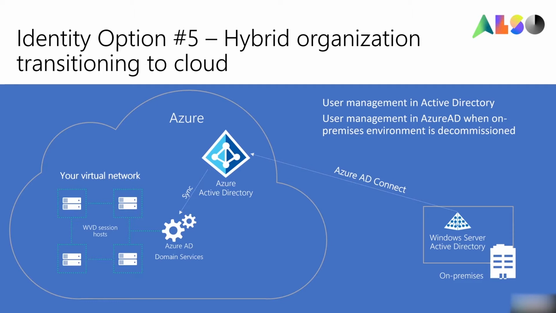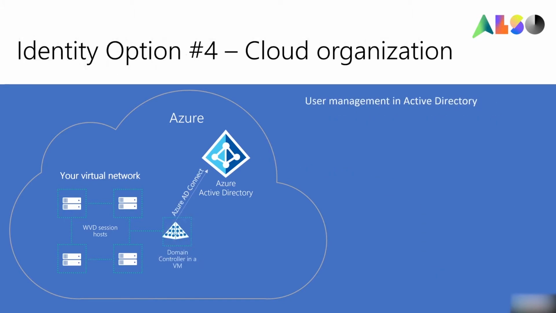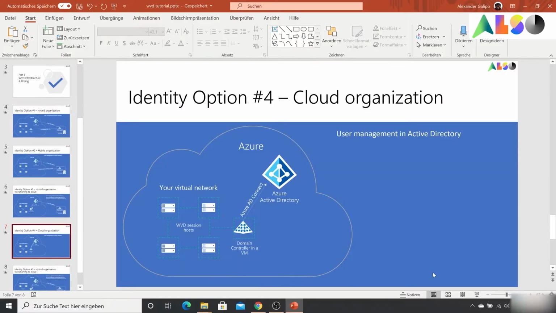What we will use in our scenario is identity option 4. This is running completely in the cloud, and this is by far the cheapest option we can use. And we run everything in Azure. We cover this later, and I will show you why this is the best option for us. So from here on, we jump to the pricing calculator.